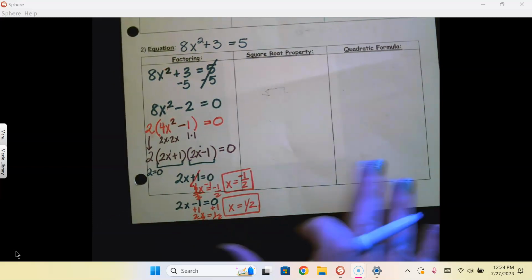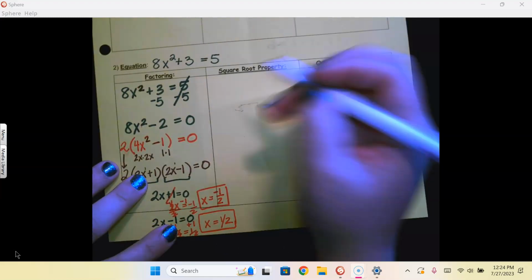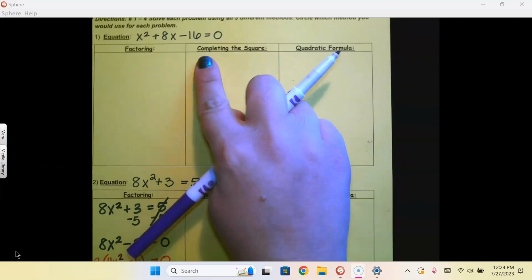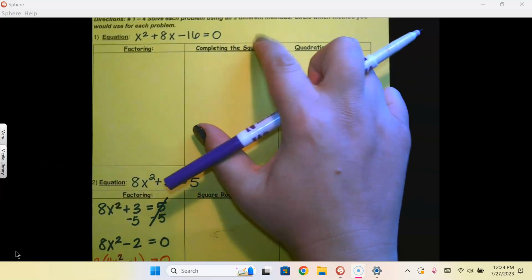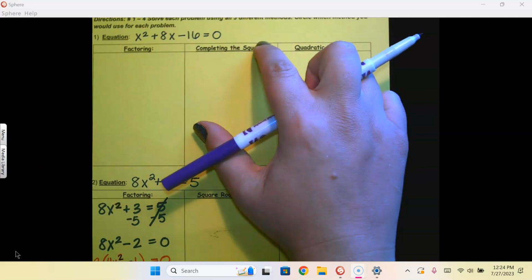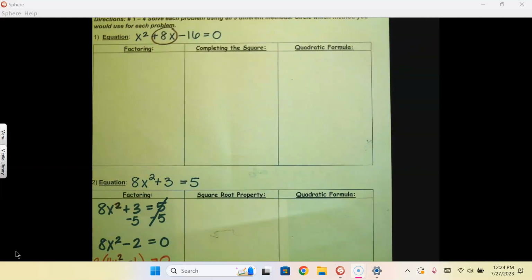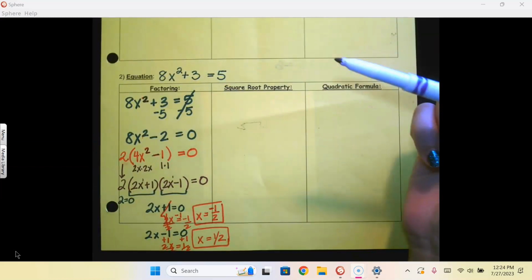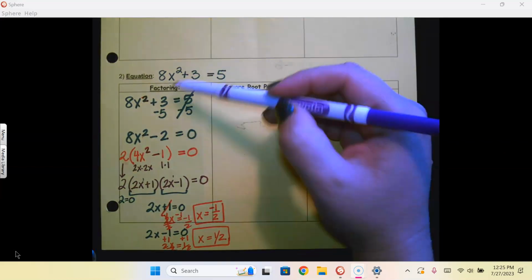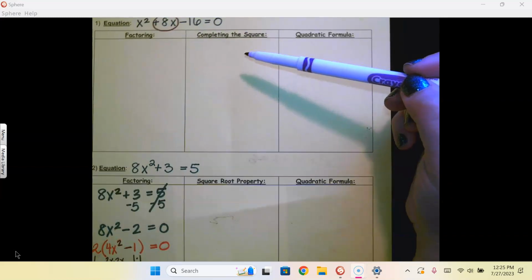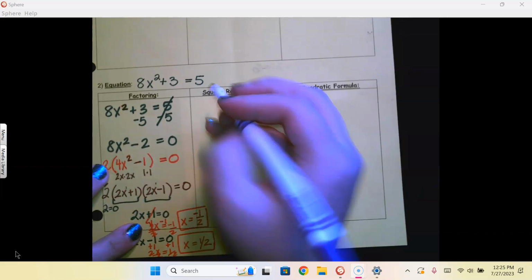Okay, so next method that we're going to try is the square root property. So notice over here it says completing the square. So with this problem here, we had to complete the square because it had this b value right here, the b term. Whereas this problem here, you can see it does not have just a single x. It has an x squared. So that's how you know when completing the square would be another option versus this one's going to be the square root property because we don't need to complete the square. We're going to be able to get the square all by itself.